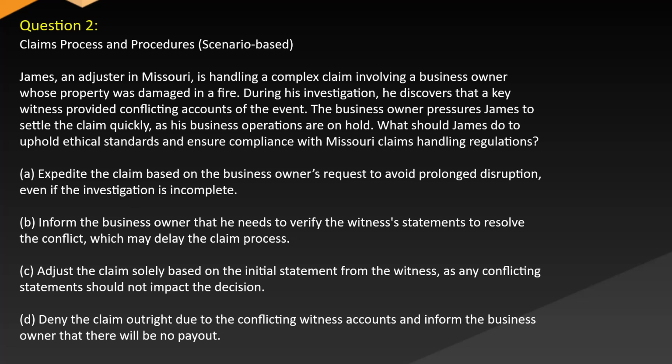A. Expedite the claim based on the business owner's request to avoid prolonged disruption even if the investigation is incomplete. B. Inform the business owner that he needs to verify the witness's statements to resolve the conflict, which may delay the claim process. C. Adjust the claim solely based on the initial statement from the witness, as any conflicting statements should not impact the decision. D. Deny the claim outright due to the conflicting witness accounts and inform the business owner that there will be no payout.